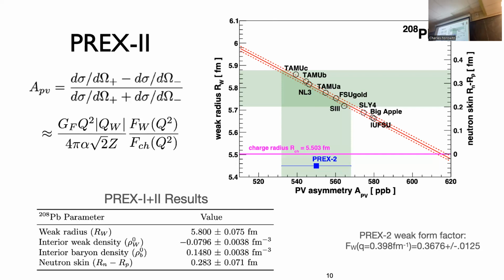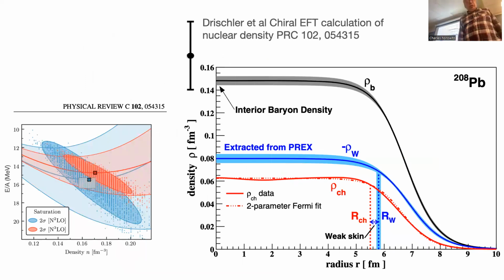And PREX was at a momentum transfer of about 0.4 inverse fermis. So it's a low momentum transfer because lead is big. And so we had to run at 1 GeV, which made us very unpopular at Jefferson Lab because that was a really low energy that nobody else wanted. Okay, so that's the experimental result.